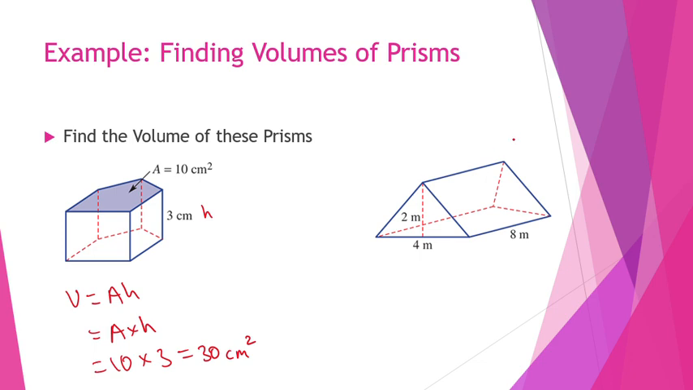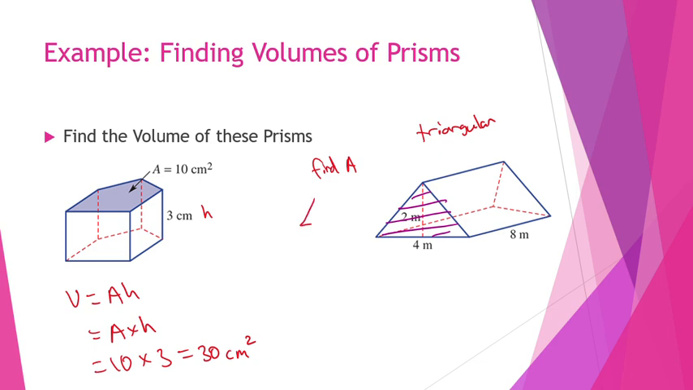Now, for our second example, it's a bit different here. This is a triangular prism, but they haven't given us the area of the cross section. So what you have to do is figure it out yourself, okay? So find A. Now, to find A, what I would do is get a pen and highlight the area that I want, so the area of the triangle here.